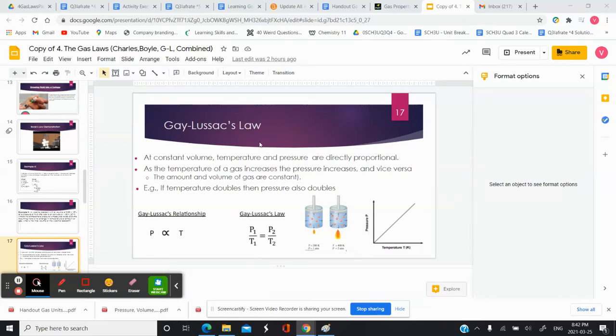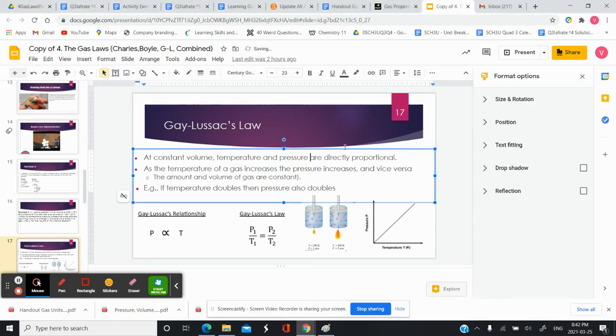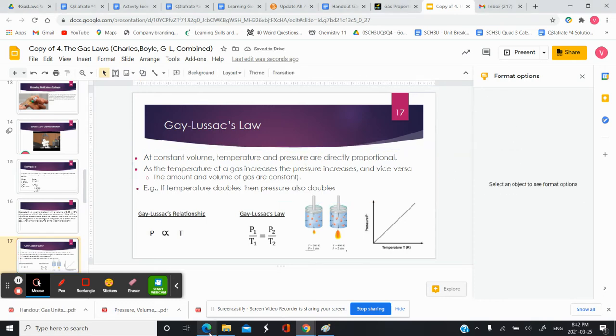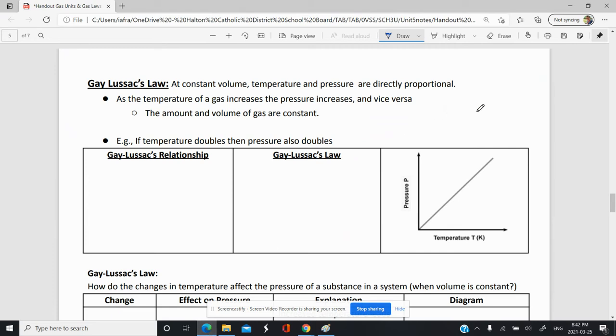In this video, we're going to go over Gay-Lussac's law, another one of the gas laws. But this time, rather than deal with pressure and volume, we're going to be looking at the temperature and the pressure and their relationship to each other. So let's go ahead and take a look at that relationship.